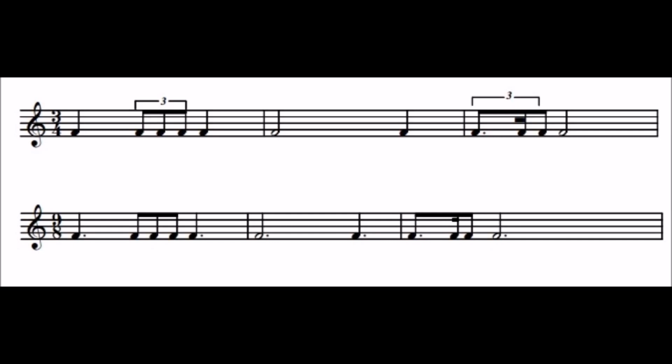Looking at the notes themselves, all the notes that are whole beats have had a dot added. And all the notes that have a triplet sign above them have had the triplet sign removed in the compound time signature example below.